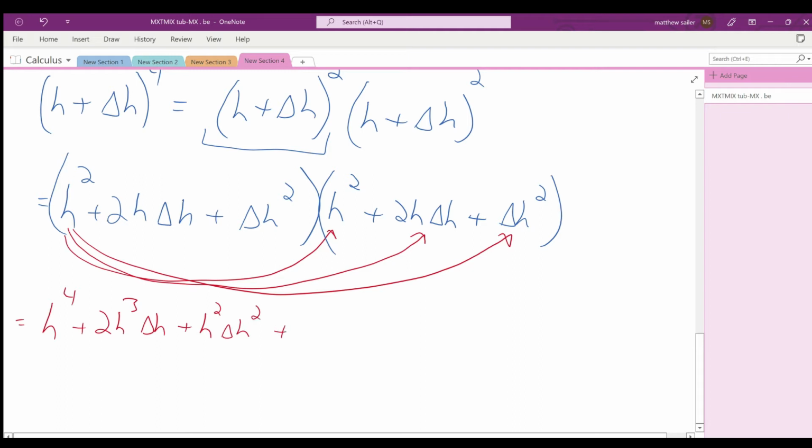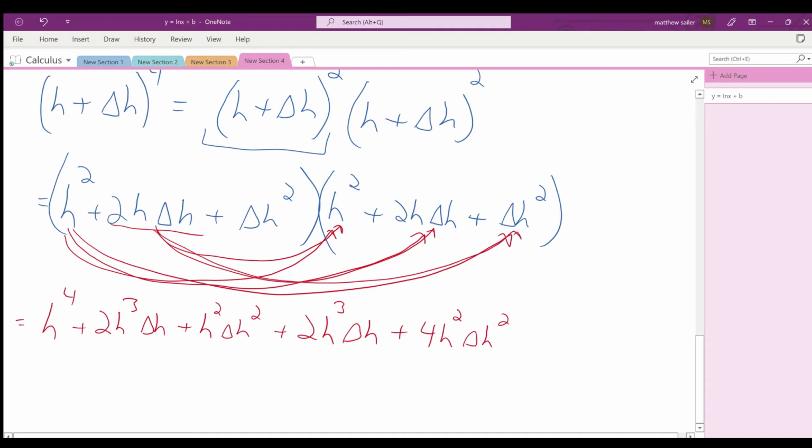Alright, moving down the line, 2h delta h times h squared is 2h cubed delta h. And then we have 4h squared delta h squared. And 2h delta h cubed. And last one, let's see, this should have 6.